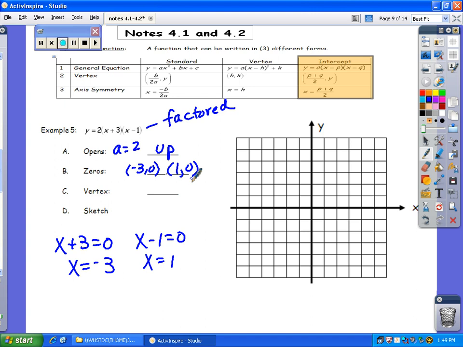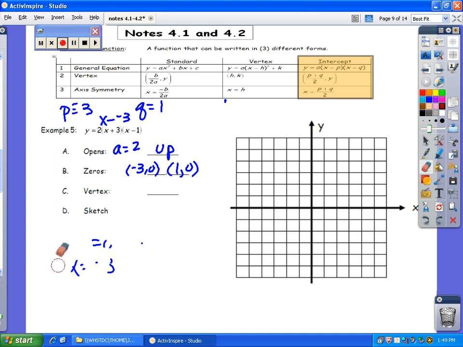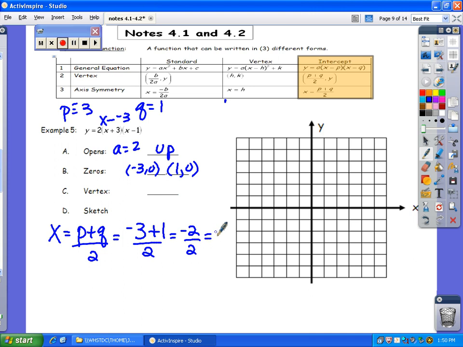Now to find the vertex, notice that they're calling the factors p and q. So in this case, my p is negative 3, because remember this can be x minus a negative 3, and my q is equal to positive 1. So to find the vertex, we're going to use that formula. So x is equal to p plus q divided by 2. So negative 3 plus 1 divided by 2 is negative 2 divided by 2, which is negative 1.